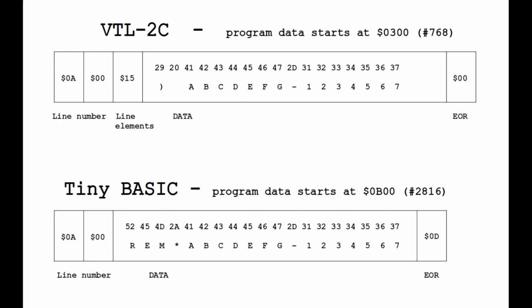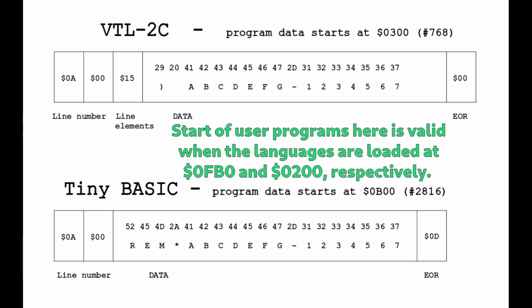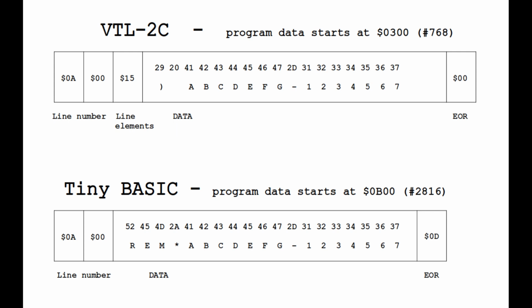In order to get our data into comments, we first have to understand how the lines of code are structured in VTL2C and Tiny Basic. In VTL2C, you can see that every line starts with a line number. In this case, it is line number 10, lower ordered byte first. Then the number of line elements are listed, including both the line number and the end of record number. That's 21. So then your data is wedged in between there.